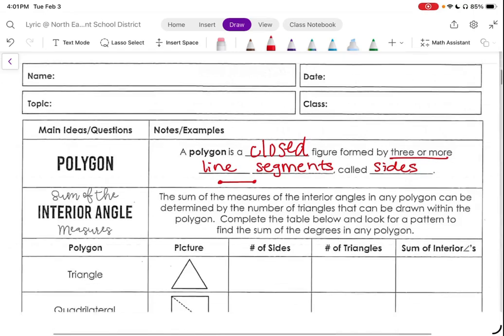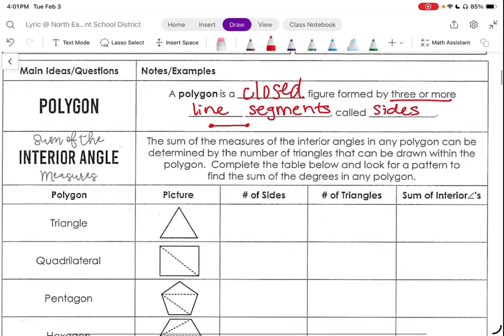So when we are looking at different polygons with different sides, we'll be calculating a lot of this information here, and I'll show you how. Starting with the sum of the interior angles. So all polygons, because they are closed figures, they have interior angles. Like on this triangle here, we have 3 angles inside of it. And we can find the sum of any polygon's interior angles. Remember, sum means total of all.